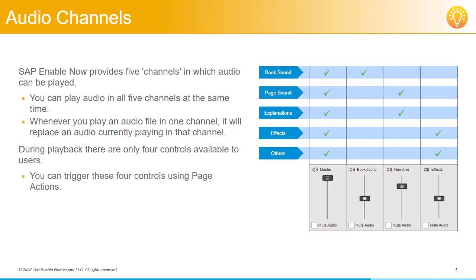There are corresponding actions you can trigger on the page object for these 4 user controls, although the actions in the editor are named General instead of Master, and then Book Sound, Narrative and Effects as normal.